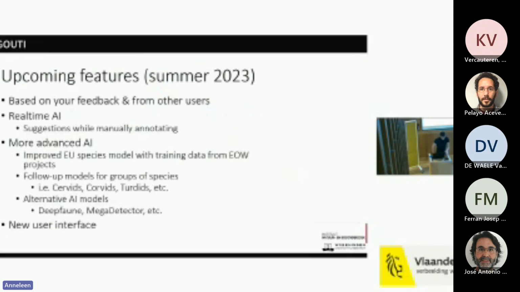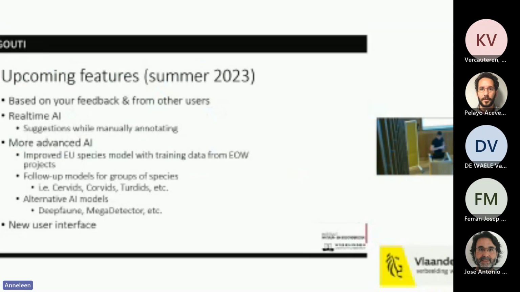Now, of course, we're not just idle. We're also working on new features, and the most important ones, also coming from feedback that we got from all of you, is that we are implementing our real-time AI. So basically, you can manually go through your images, click on a button, and it will produce some suggestions, and then you say, that one is correct, and you select it, and immediately you're done. That means that you don't have to go back and forth between all the AI stuff and the already validated observations.